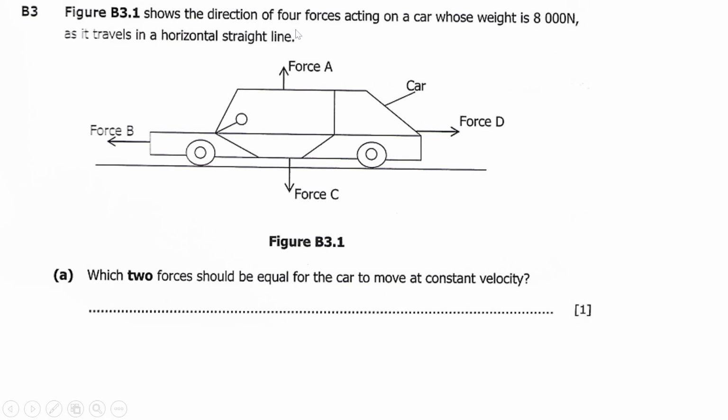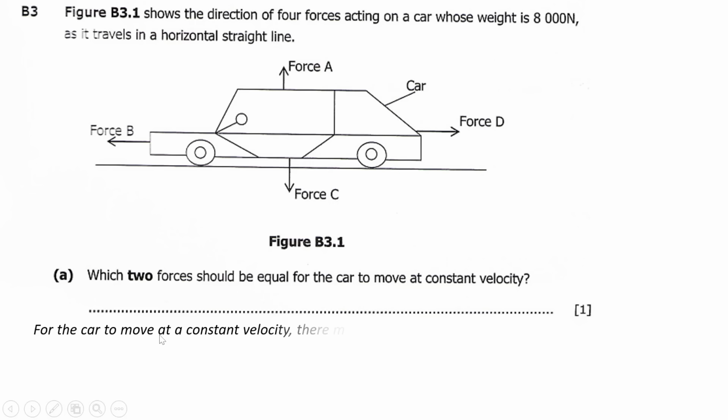B3.1 shows the direction of 4 forces acting on a car whose weight is 8,000 Newton as it travels in a horizontal straight line. So we have this car here, and it has 4 forces: force A, force C, force D, and force B. Then A, they're saying which 2 forces should be equal for the car to move at constant velocity. Okay, this is the theory you need to answer this question.